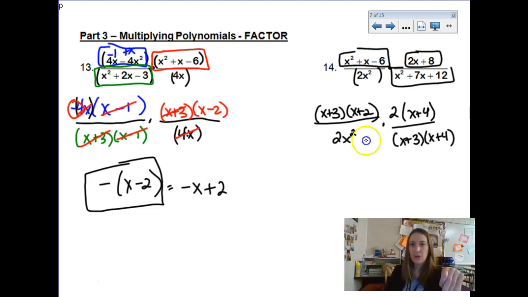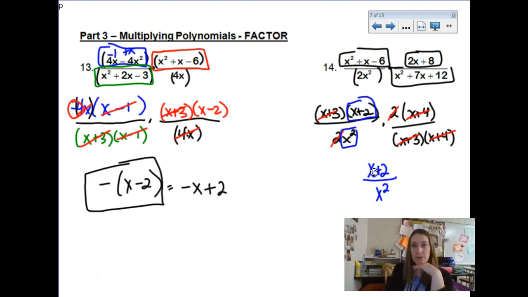And then we're going to cross cancel everything we can. So x plus 3's cancel, x plus 4's cancel, and then the 2 is going to cancel. So we are still left with x plus 2 in the numerator and then an x squared in the denominator. And that's exactly what I'm going to write down.